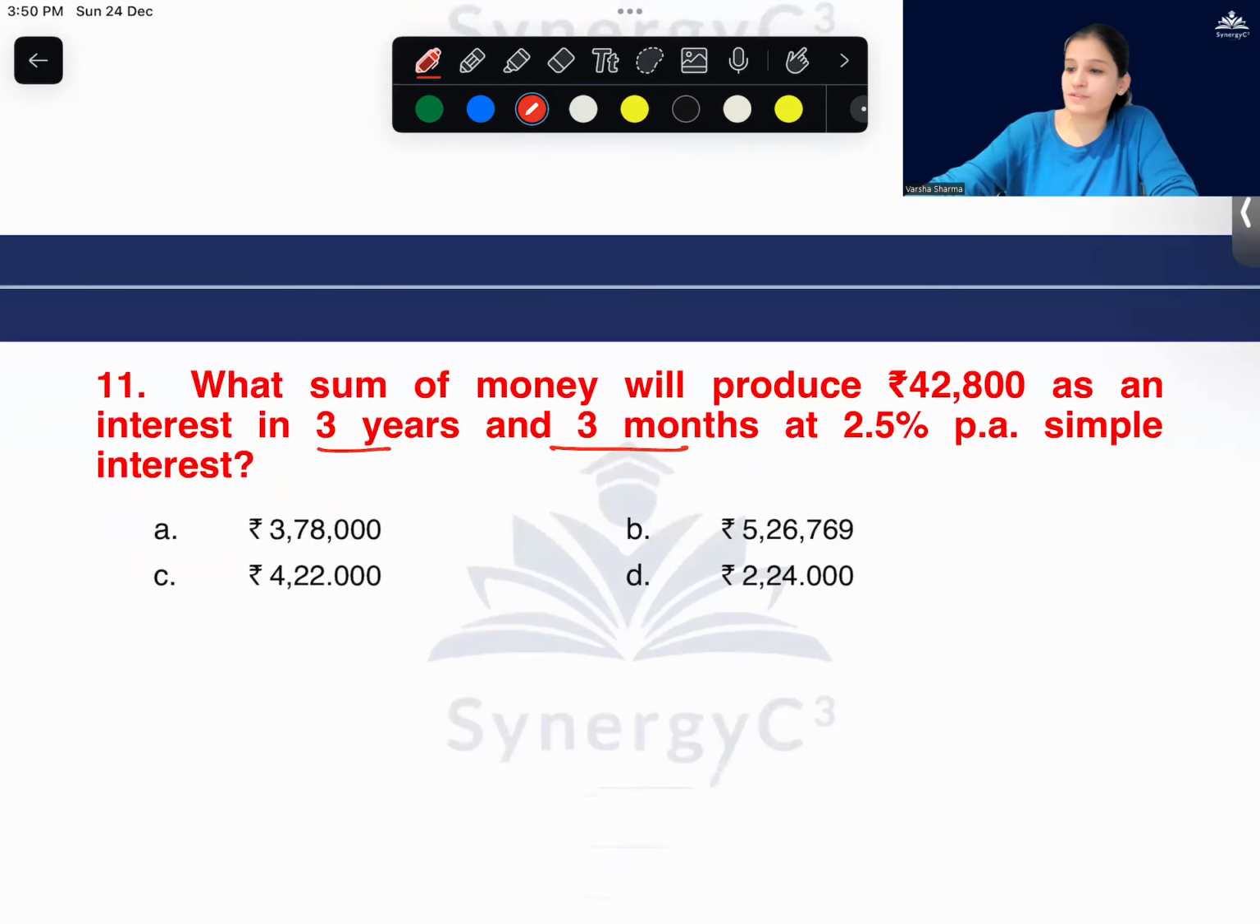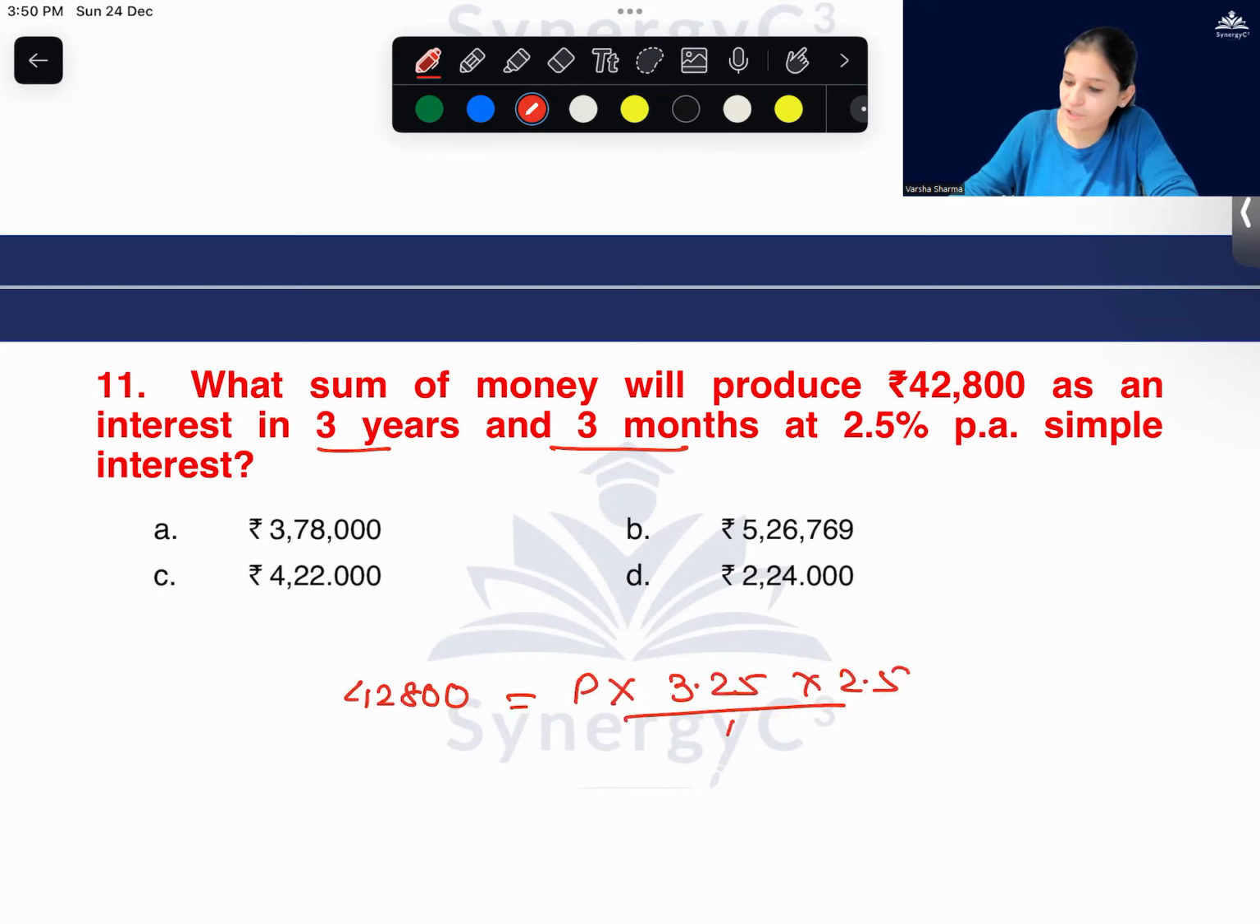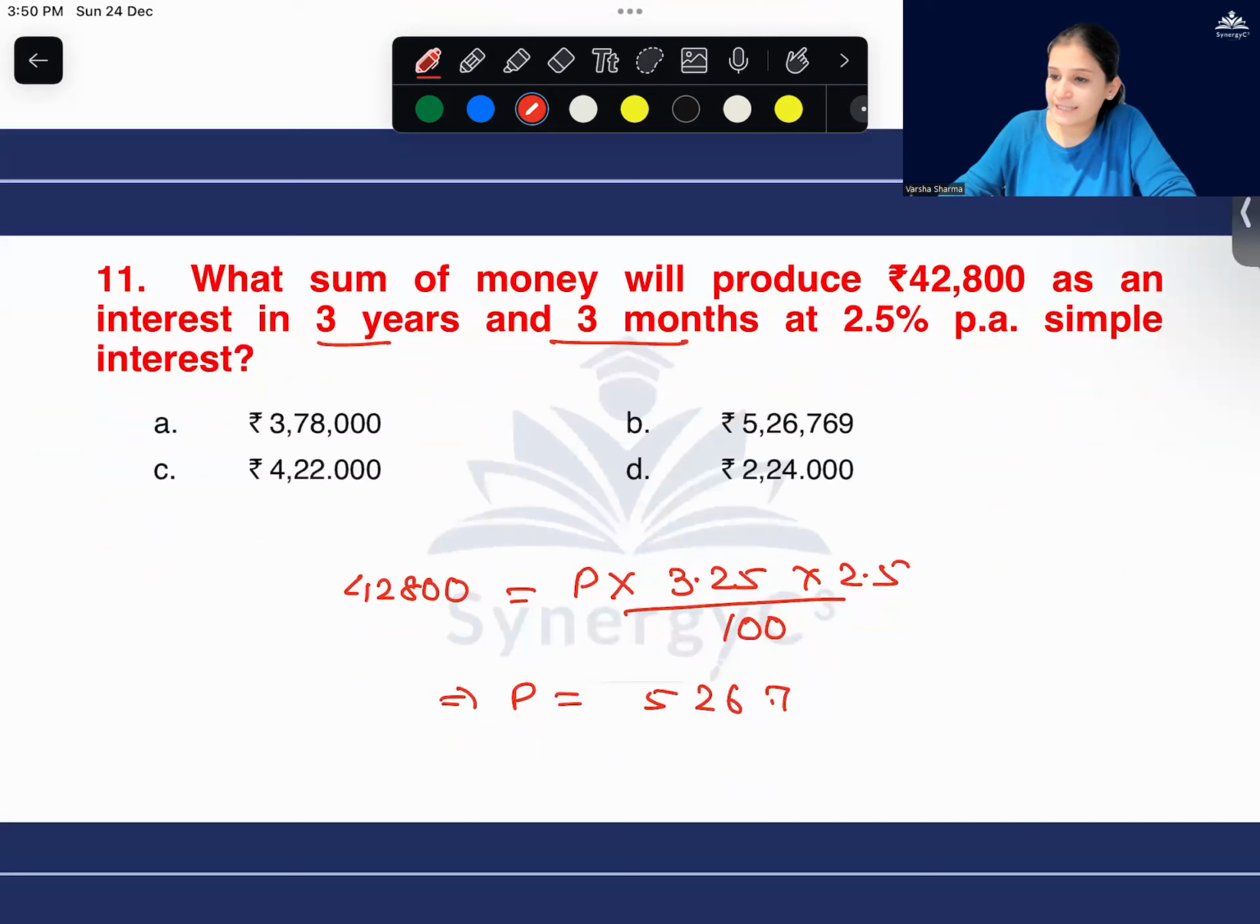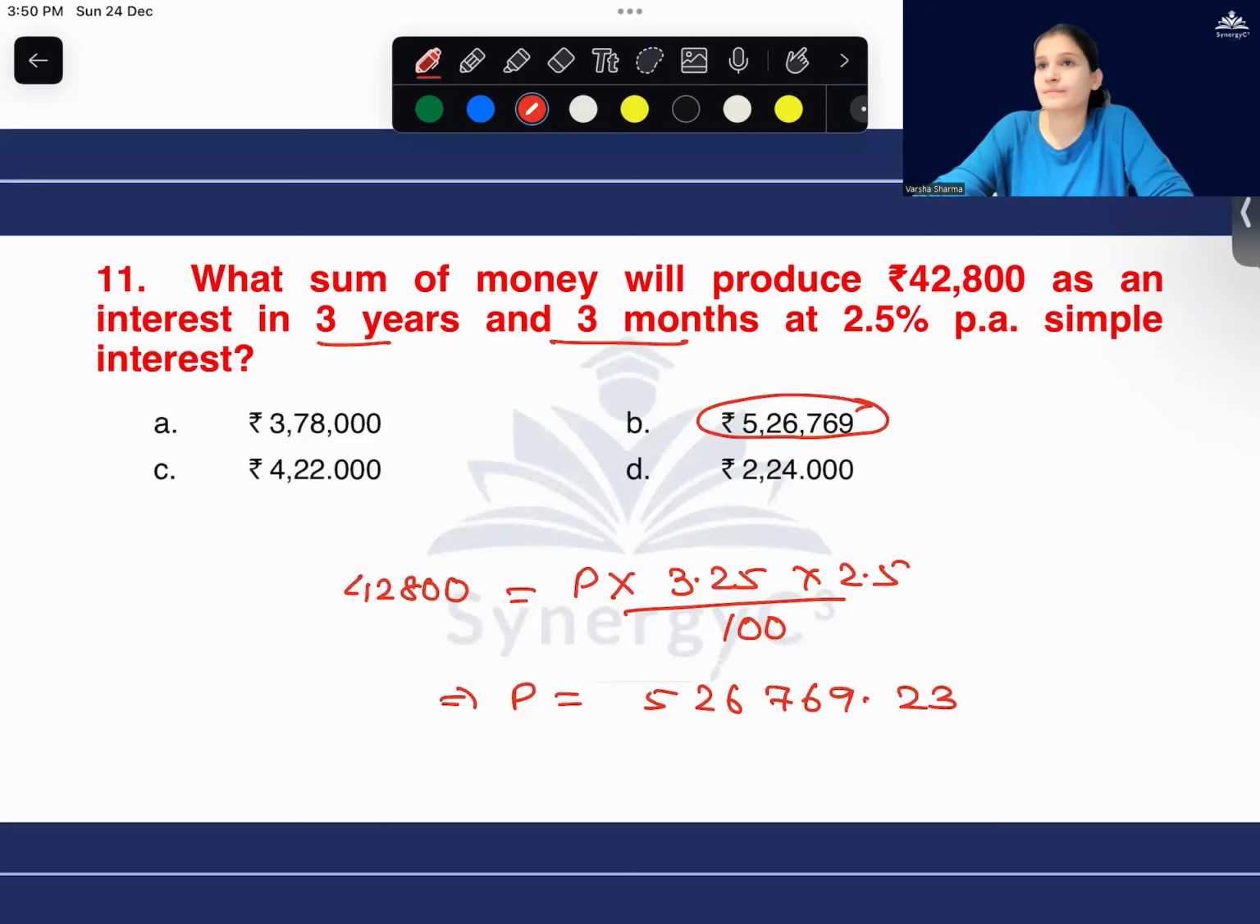So 3 years, 3 months. 3 months means 3 by 12, 0.25, plus 3, 3.25. So the interest is 42,800. Principal is missing. 3.25, rate is 2.5 upon 100. Crisscross, you'll get your principal. Remember to clear your calculator if you use MRC. So your principal is 526,769.23. Nearest, B. Done?